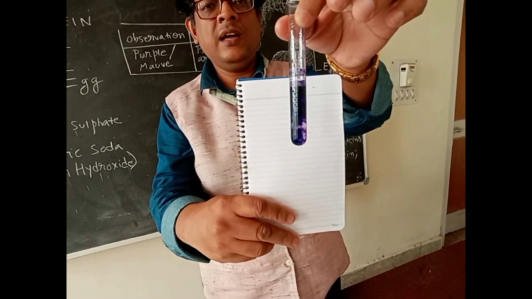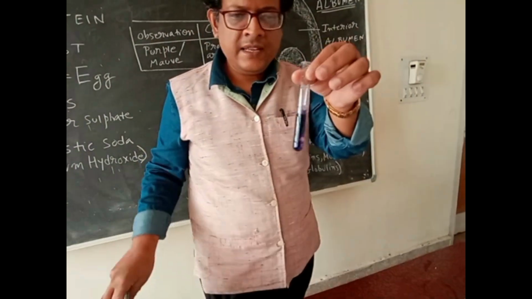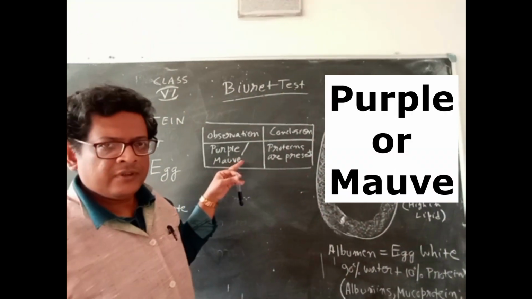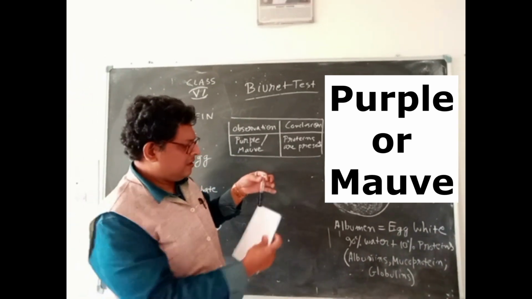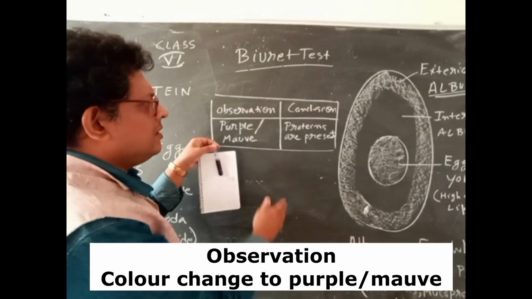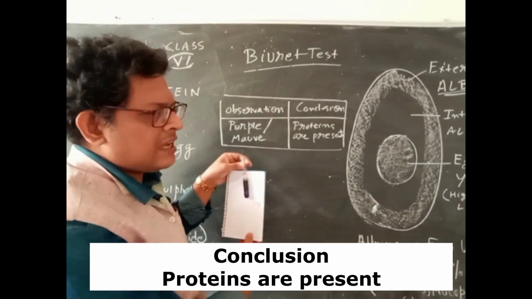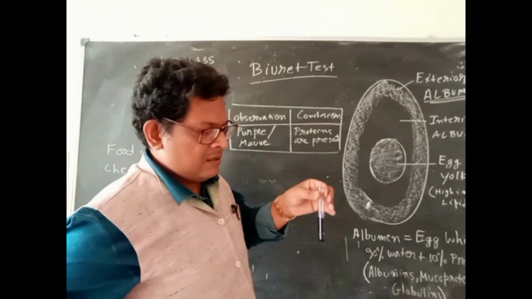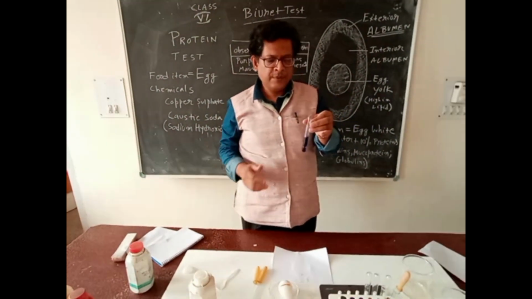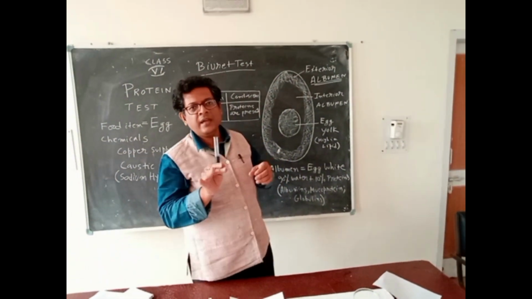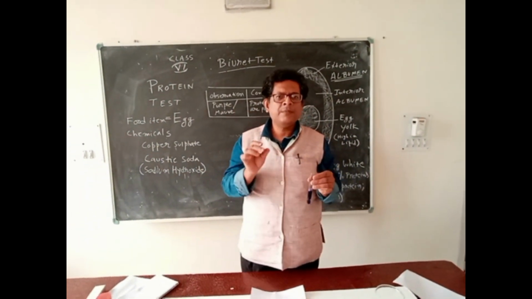Now you get the color. The color is actually purple or mauve. The color ranges from purple to mauve. So if the color changes, then we conclude that proteins are present, and actually it is called the Biuret test. So the color change confirms the protein is present in the albumin part of the egg. This is a very simple protein test.